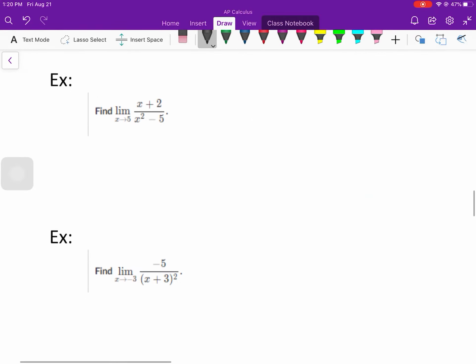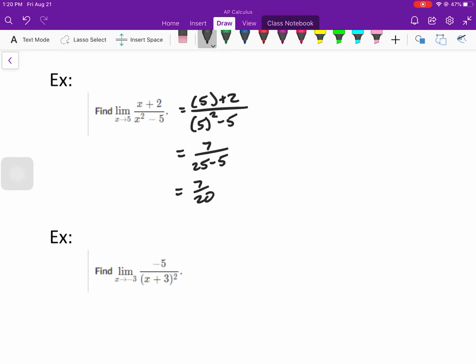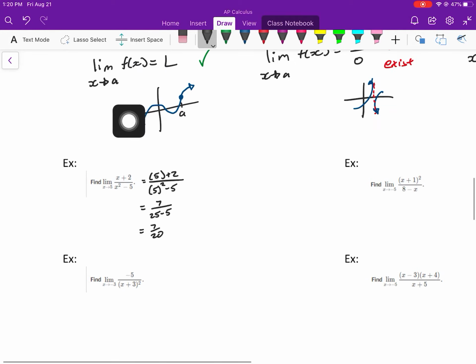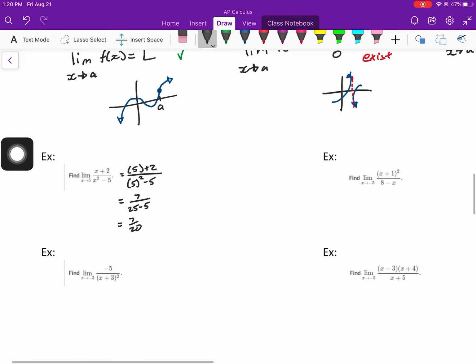Let's go through some examples. So I'm going to start by just plugging in the 5. So we get 5 plus 2 over 5 squared minus 5, which is 7 over 25 minus 5. So 7 over 20. So guess what? We got an answer. It's a fraction, but it's an answer. So it's like this one. The limit exists. We're good.